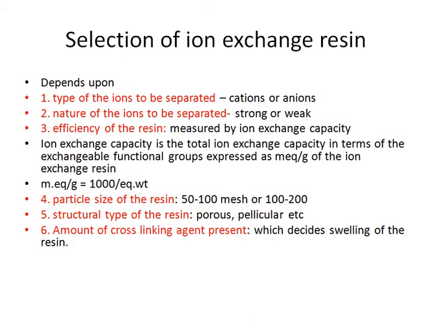Efficiency of resins is measured by the ion exchange capacity. Ion exchange capacity is the total capacity in terms of exchangeable functional groups, expressed in milliequivalents per gram. Particle size is 50 to 200 mesh. Structural types of resin are porous and pellicular. The amount of cross-linking agent present decides the swelling of the resin.